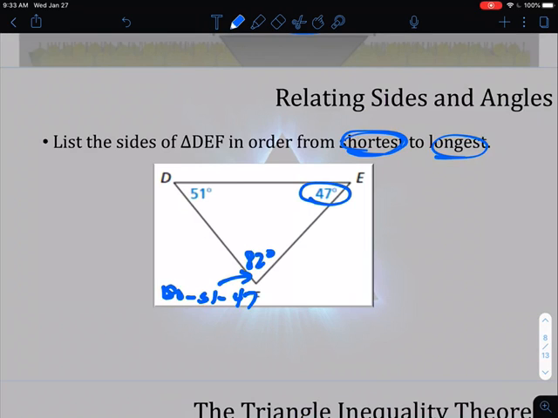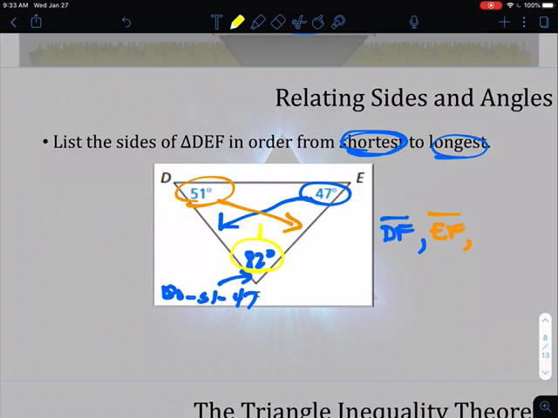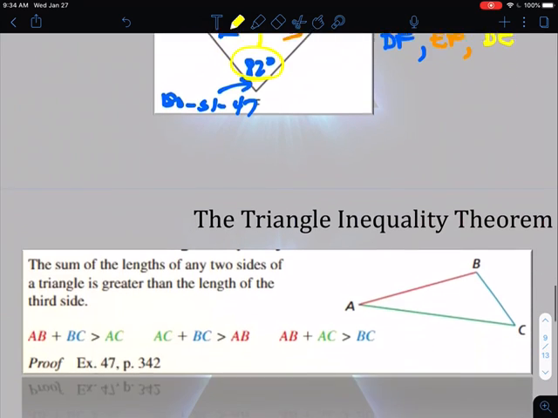So now looking at all 3 angles, I want the shortest side first. That means I need to find the smallest angle, which is 47. When I follow it across the triangle, we get side DF. So side DF would be my shortest side. My next smallest angle would be 51, so I go across there, and that means my next smallest side would be EF. And then my last side is across from my biggest angle, 82, and that would be side DE. As you're listing these sides, make sure you put the line segment symbol. So line segment DF, line segment EF, line segment DE, and that's our order from shortest to longest.